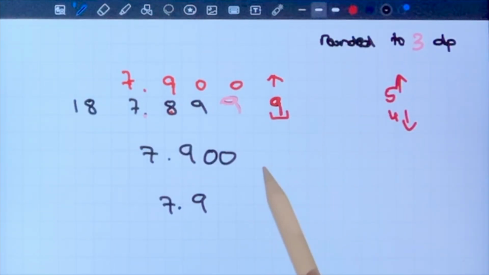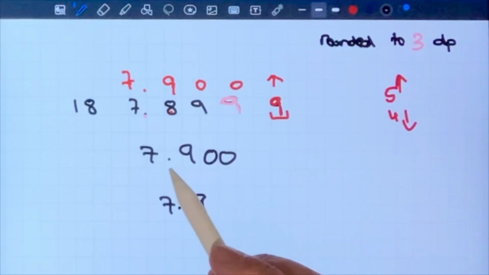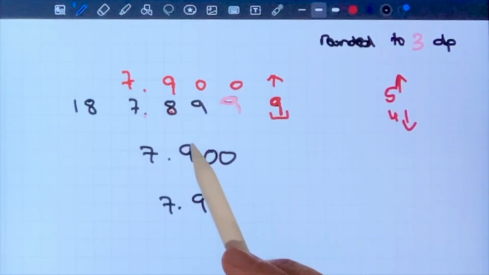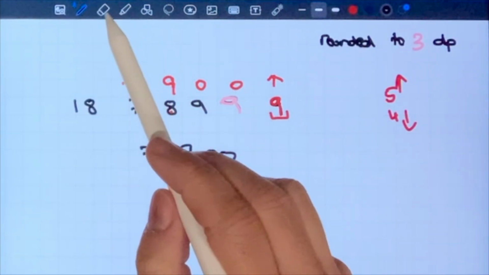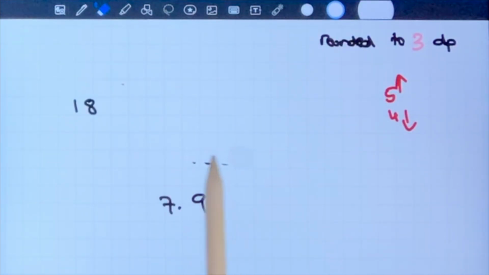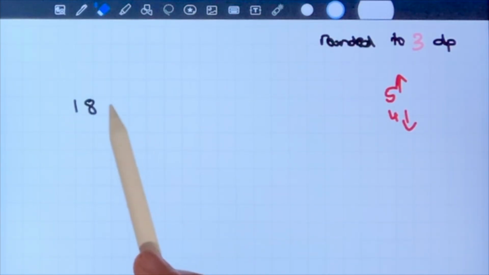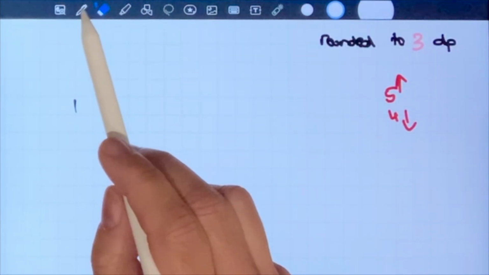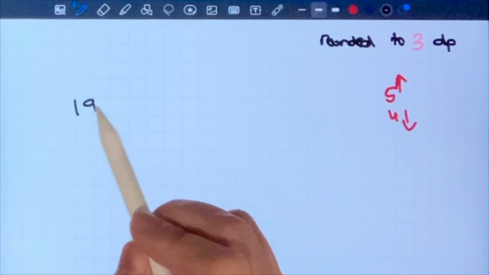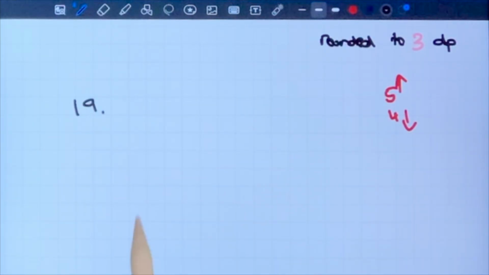Now, there is a difference between writing 7.900 versus 7.9, but we're not gonna get into that in the scope of this video. For this video, I really just want to talk about the rounding. Okay, so again, if you find these examples with 9s and 0s a bit difficult and you want me to make another video focusing on those, please just let me know in the comments and I'll happily do that.